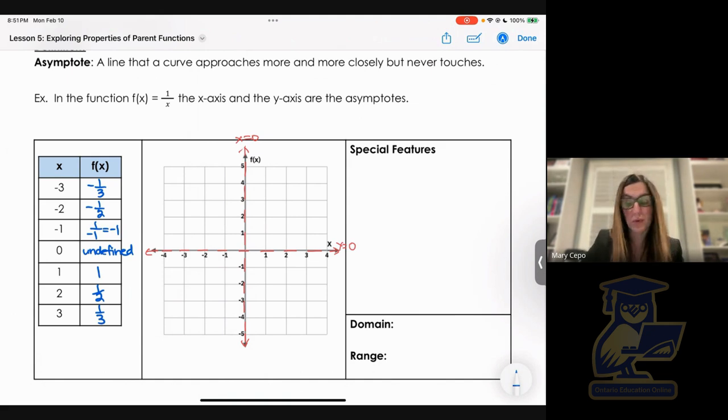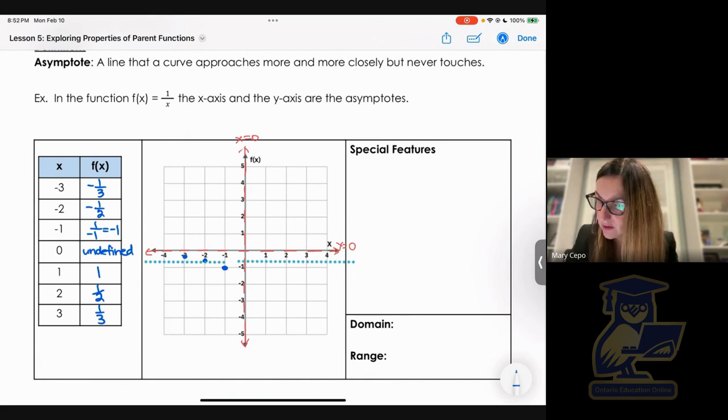So to plot these points, at negative 3, we're at negative 1/3. At negative 2, we're at negative 1/2. At negative 1, we are at negative 1. Likewise, at 1, we're at 1. At 2, we're at 1/2. And at 3, we're at 1/3.